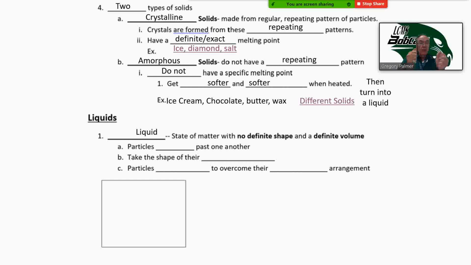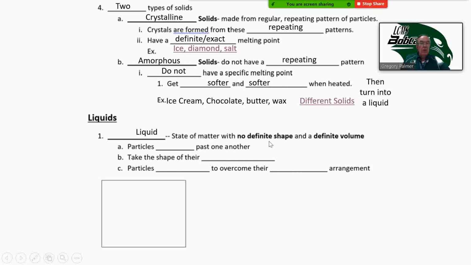Well, as they go faster and faster, they're starting to bounce out away from each other farther and farther. Eventually, they bounce so far that they break that connection that was between them. When that happens and the connections start to break down, that's when the phase change happens. That's when they're going to be going from a solid to a liquid.